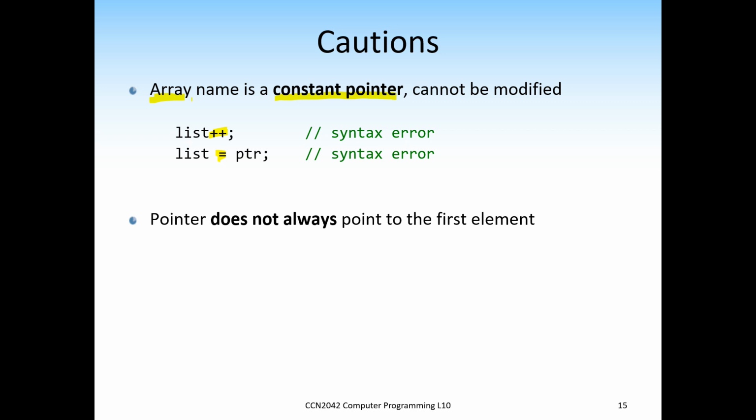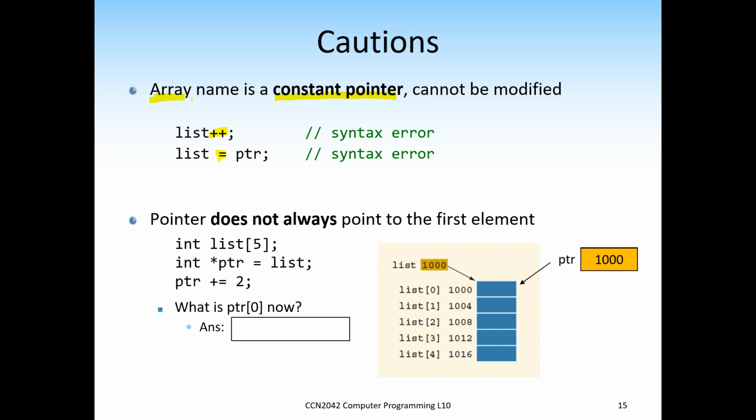point to the first element. Sometimes we can point to another element. So say for example, here we got list and then 5. In the beginning, the pointer points to list. So at this moment, what we have is that the pointer points to the first one. But then when we got pointer plus equals to 2, it means that it shifts to the second one. So it changed the pointer. So now when we refer to pointer 0, this one is actually pointer 0.